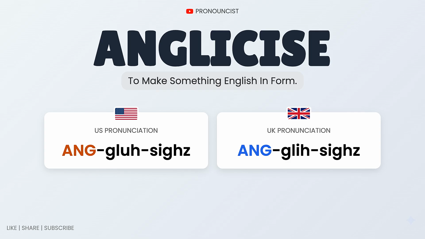In UK, stress ang and say glicize. Anglicise. Practice repeatedly and you'll soon be able to say this word perfectly. The best way to practice is to repeat the syllable multiple times.